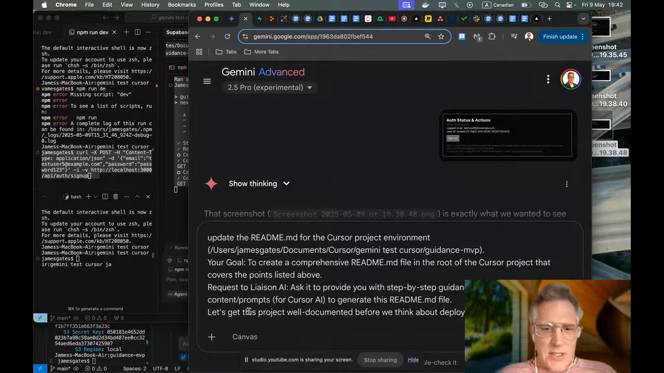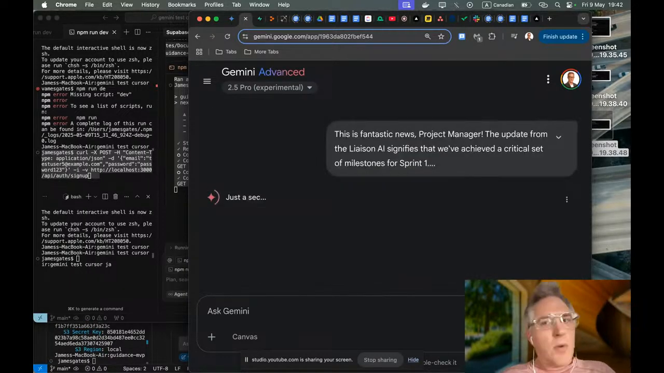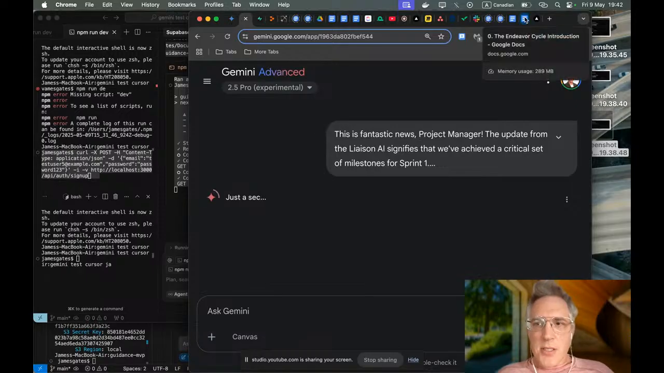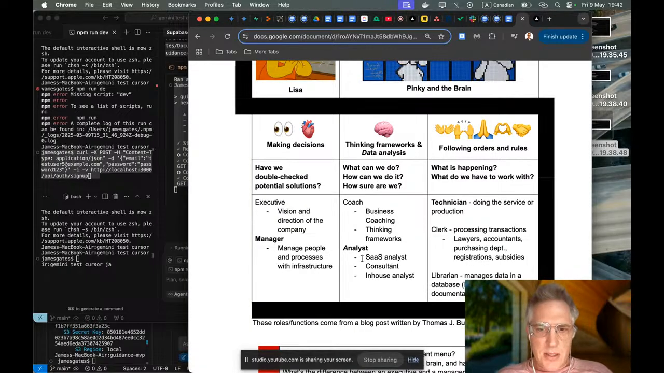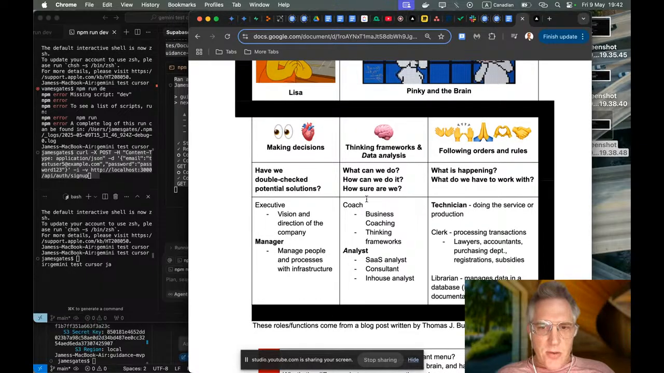So if you're working with Slack, it would be helpful if on your Slack team you had somebody who was this data analyst. And what does a data analyst do? What does a coach do? So if you had somebody who could be a coach and an analyst.